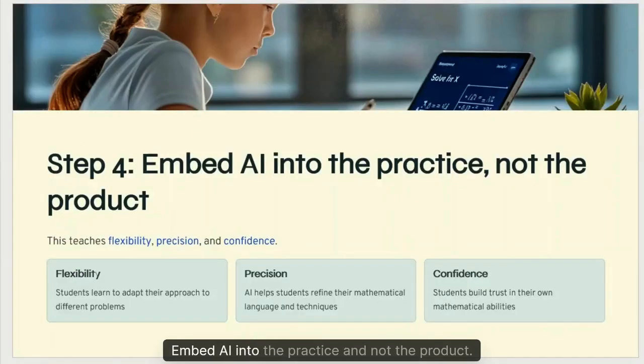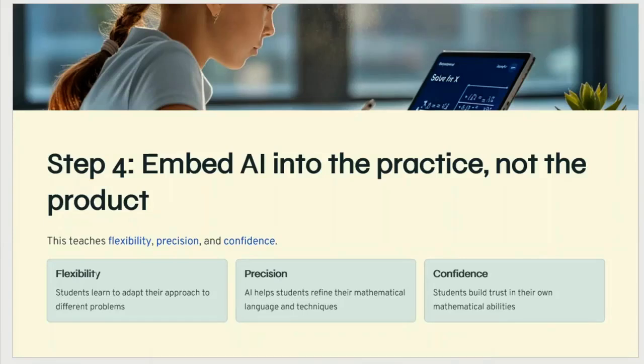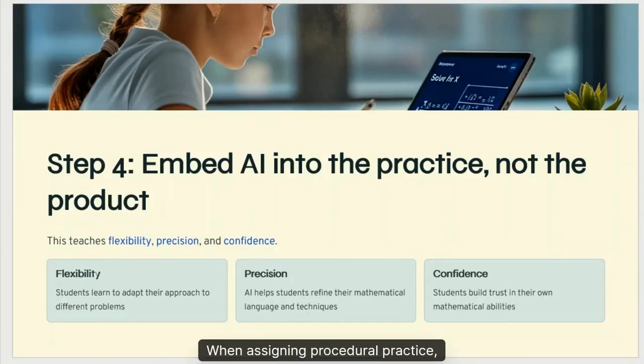Embed AI into the practice and not the product. When assigning procedural practice, shift from "solve 10 problems" to "use AI to generate 5 similar problems. Solve 3 of them and explain which was the hardest and why. Have AI solve the other 2, then critique its process." Now you're teaching flexibility, precision, and confidence.